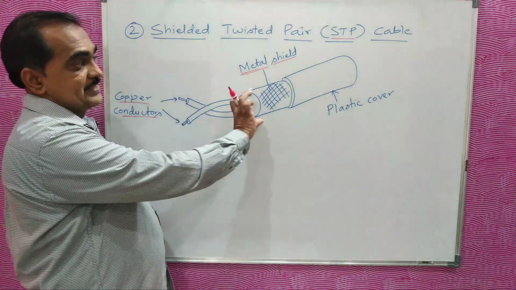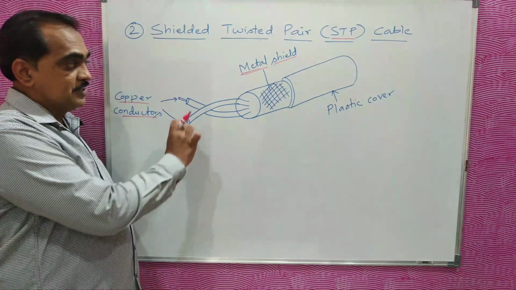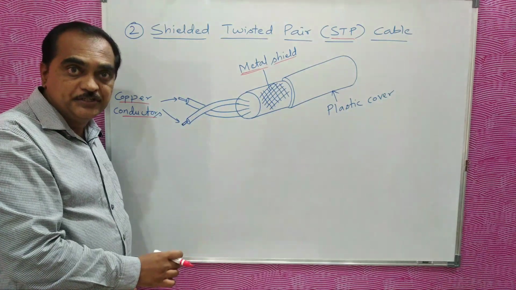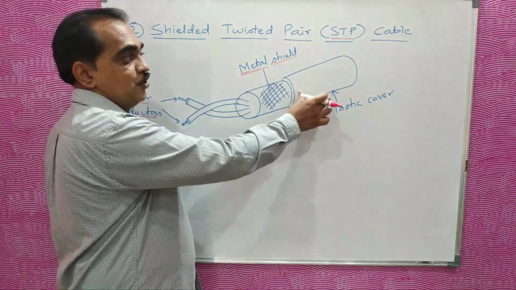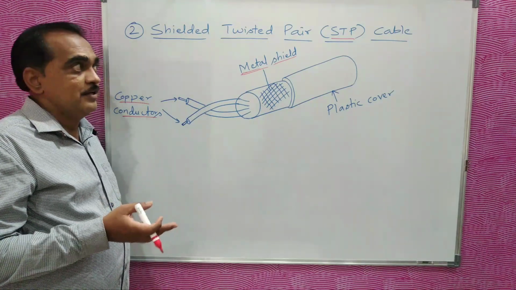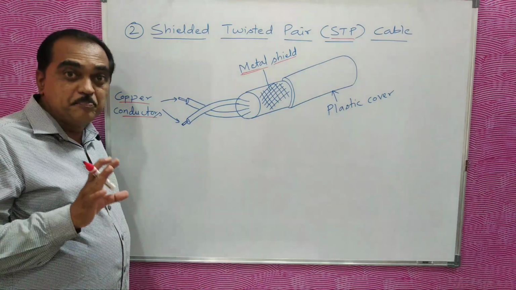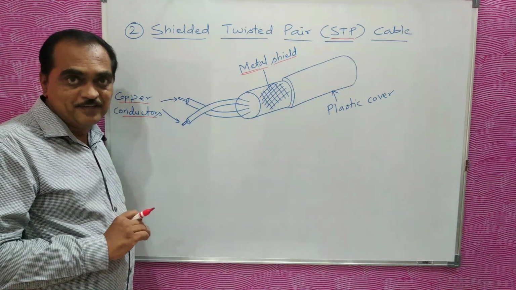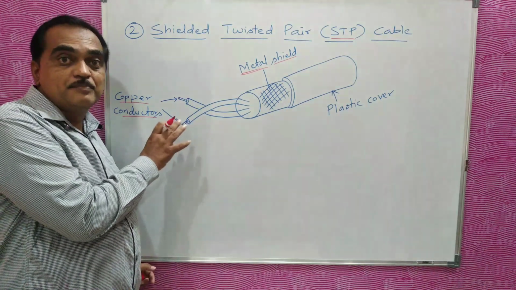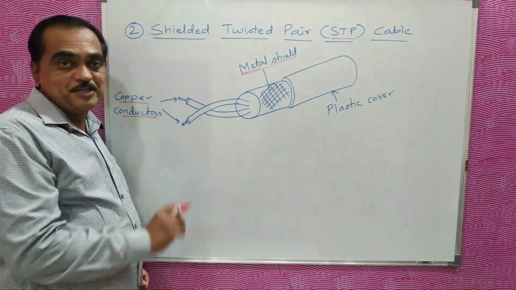And upon all this assembly, you are having a plastic cover on top of it. So STP is a twisted pair cable which is covered by a metal shield, which is very important. And upon that, you are having a plastic cover. No doubt it will be a little more expensive than the UTP, but it has prevention for electromagnetic interference. So electromagnetic interference from the outside world will not affect the signal passing through this cable. Okay, so this is your STP cable.